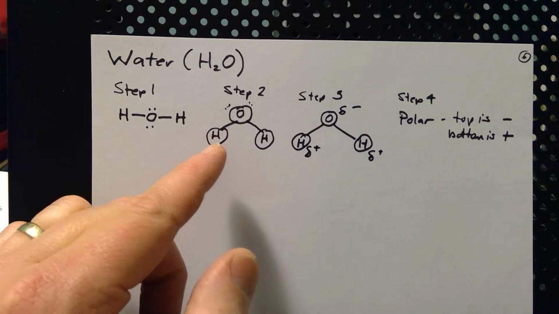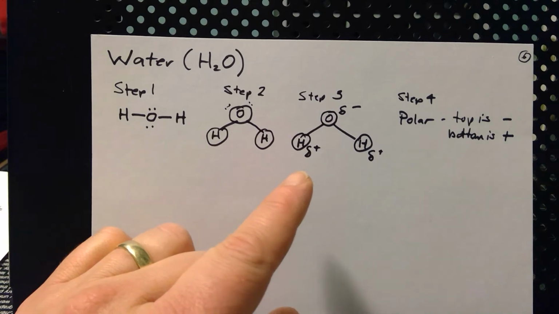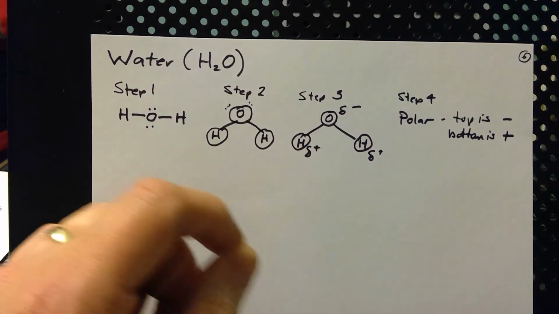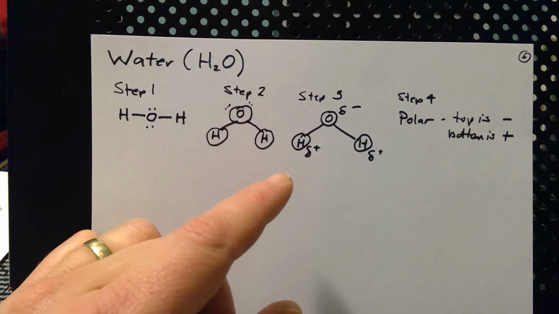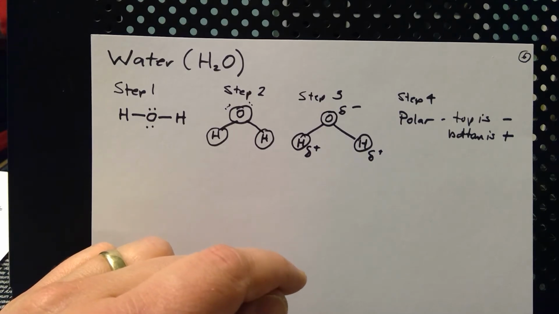If you flip it upside down, it'd be a V. You add the charges, the partial positive, partial negative charges. Oxygen is more electronegative, so it's partial negative. Hydrogens are more positive, you get a partial positive. Top is negative, the bottom is positive. That makes water a polar molecule.